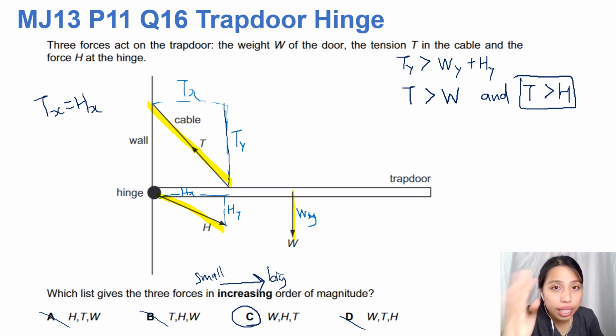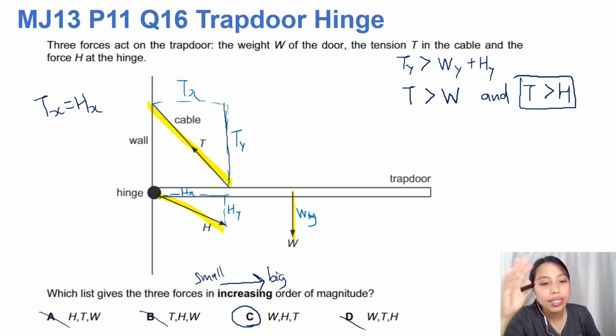You can only use this if they didn't say the diagram is not drawn to scale. Otherwise, you can assume it's drawn to scale. Okay, so this is how you can think about trapdoor hinges and reaction forces.